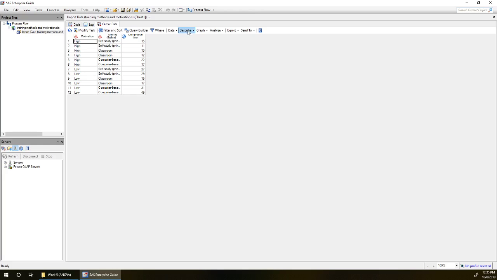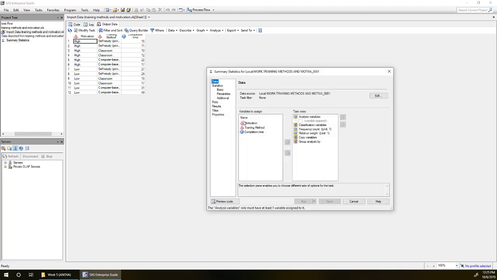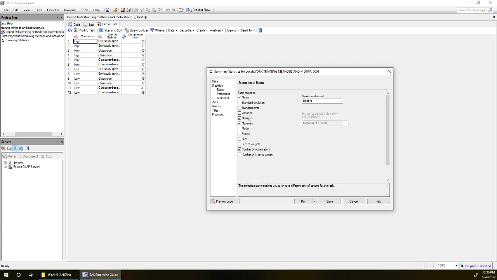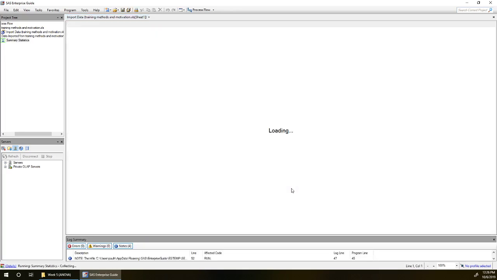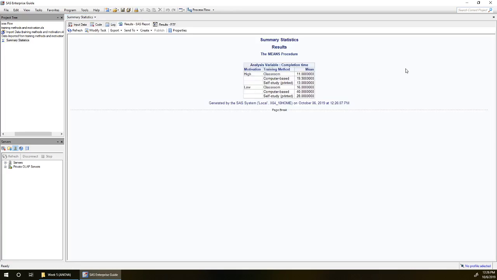And to describe this data, let's get some summary statistics. So describe, summary statistics. Completion time is our variable of analysis. Motivation and training method are classification variables. And the only thing I really want here is the average. So let's run this. We'll get our average times to completion.